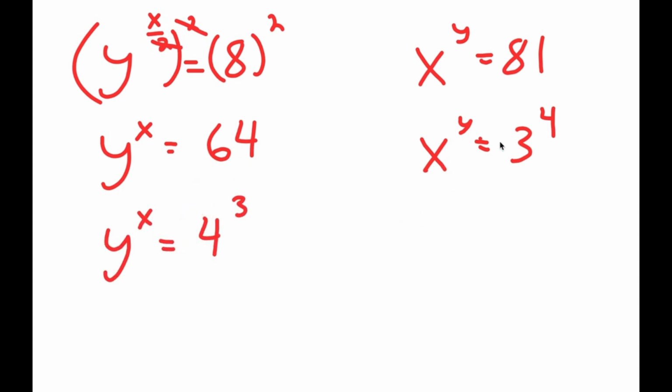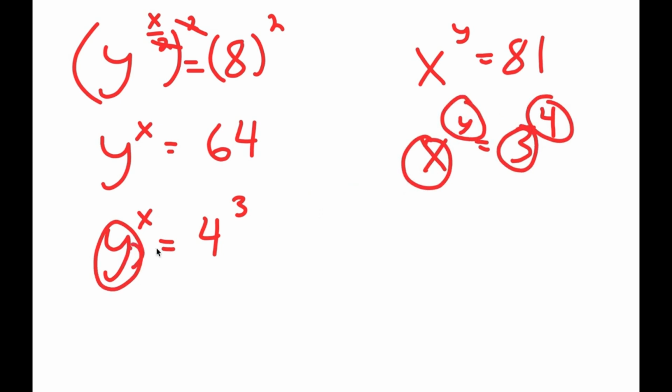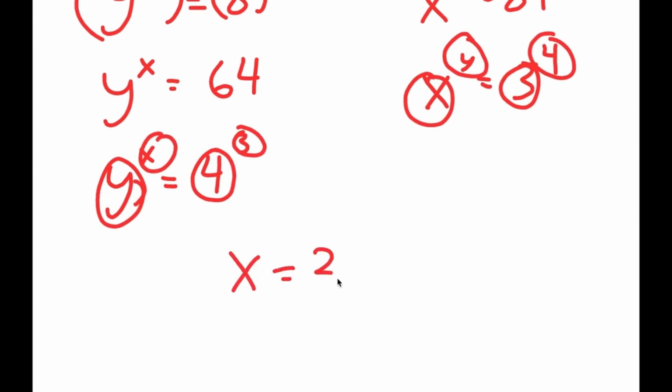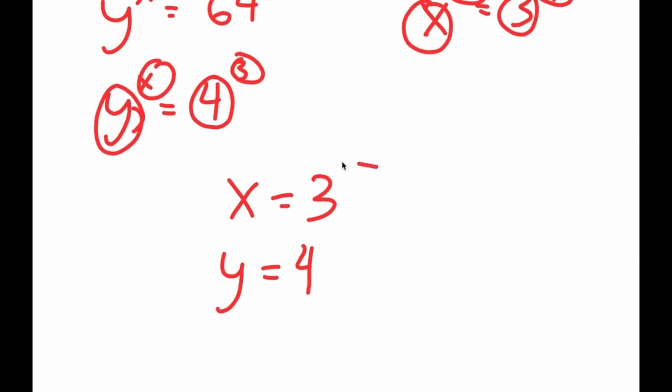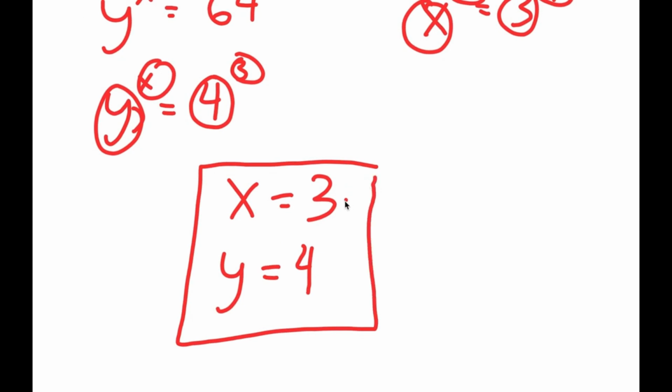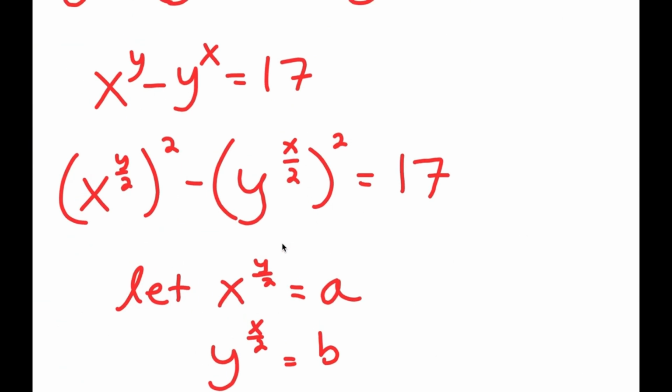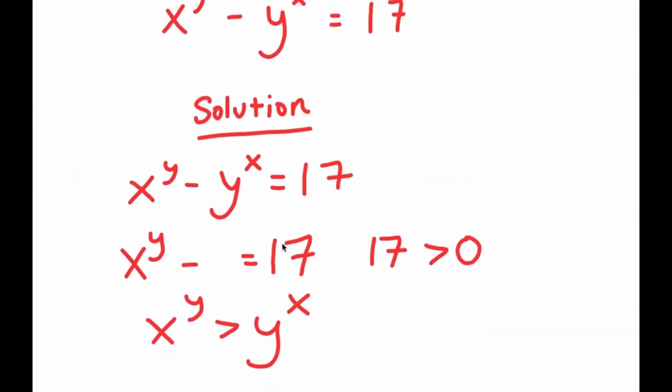So I have x to the power of y equals 3 to the power of 4, and y to the power of x equals 4 to the power of 3. Well, what does that mean? Well, y is 4 and x is 3, and over here y is 4 and x is 3, meaning x is equal to 3 and y is equal to 4. So this is my solution to this equation.